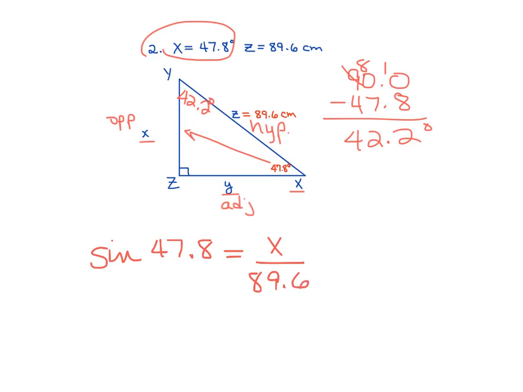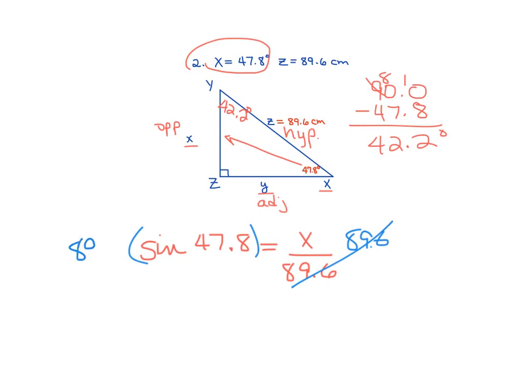This time, to solve, I'm just going to multiply both sides by 89.6 to get that to cancel. On my calculator, I'm going to do 89.6 times the sine of 47.8. And this is going to give me x is approximately equal to 66.4 centimeters. I'm going to round to whatever decimal place was given to me in the original problem. Notice my given side here had a tenths place, so that's what I'm going to round my answers to. On the test, it will specify.